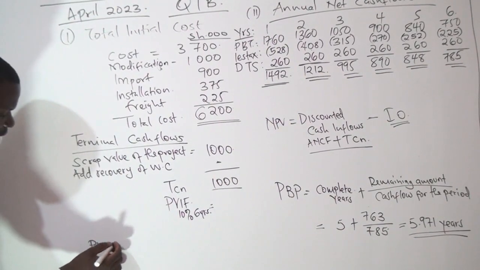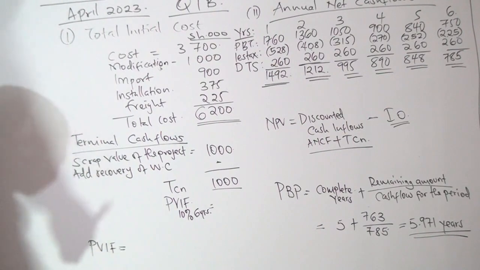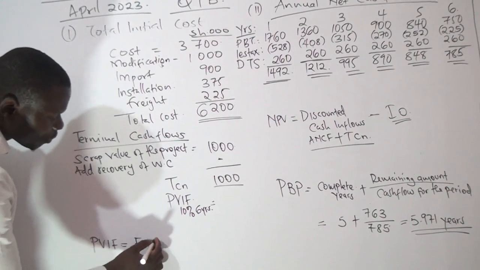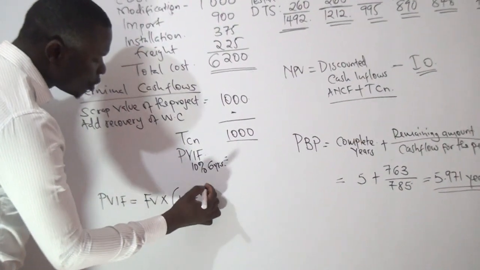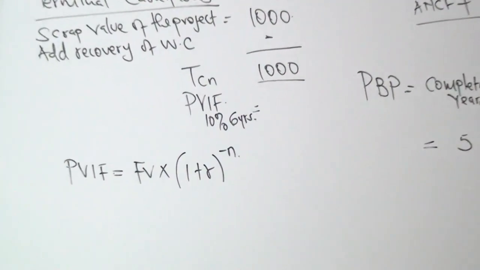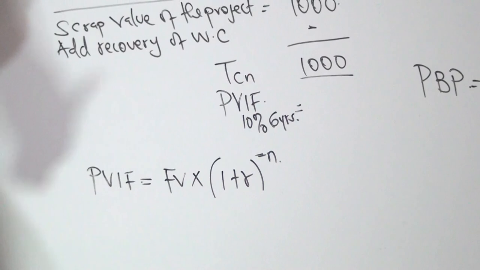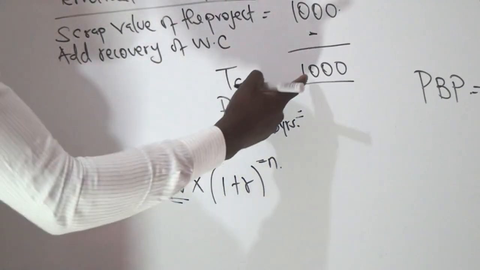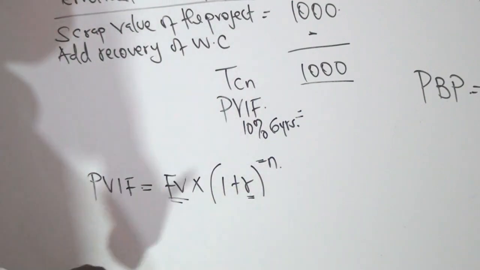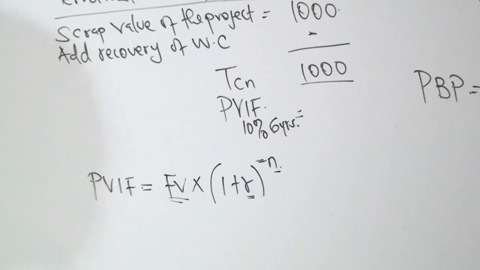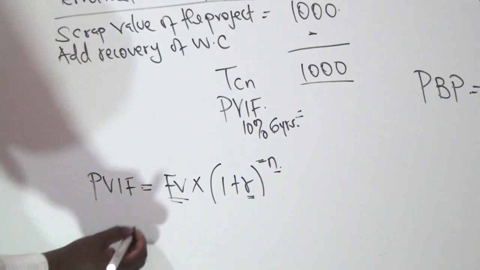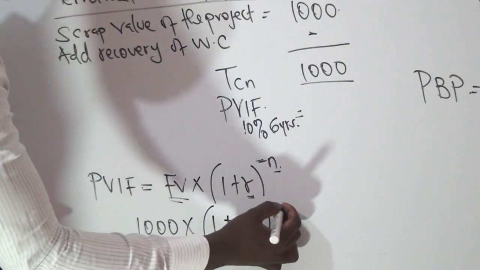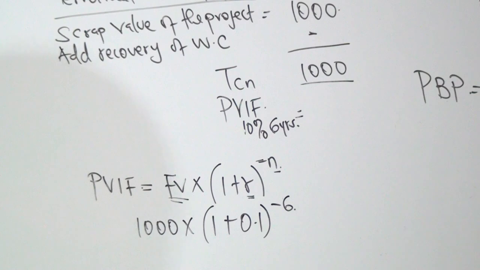To get the present value interest factor by use of a formula, you take the future value multiplied by 1 plus r raised to power negative n. Remember, we are discounting, so on discounting we always use negative n. Future value into bracket 1 plus r raised to power negative n. Our future value in this case is the 1000, our required rate of return is the 10%, and the n here is 6 years. So by use of our formula we shall say 1000 times 1 plus r, our r is 10%, which is equivalent to 0.1, then we raise to power negative 6.